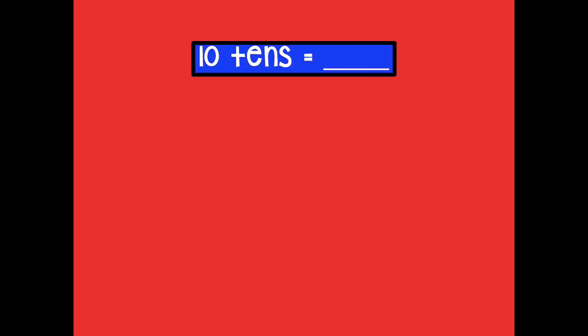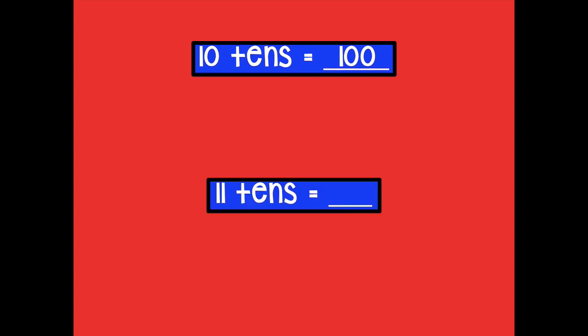All right, friends, let's take what we just learned in the last one and see. We have 10 tens. How much does that equal? Yep, 100. Okay, now if we have 11 tens, how much does that equal? 110. And I know that because if I look at 11, I can break that apart into a 10 and a 1. And 10 tens make 100, and 1 ten makes 10. So I'm using that mental math in my head to help me solve that problem.